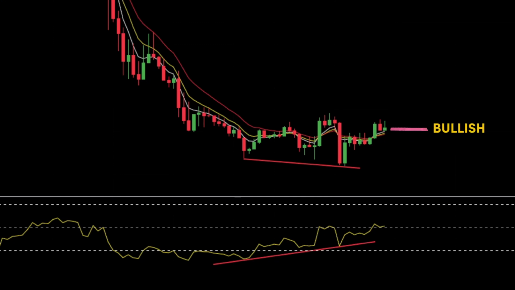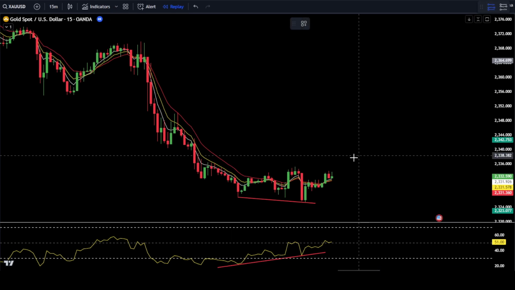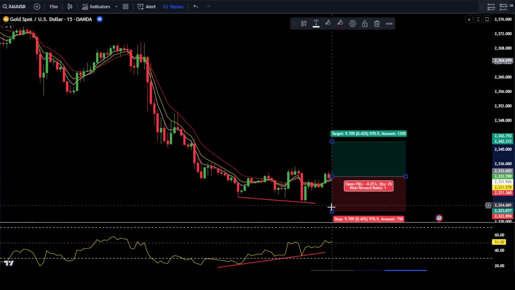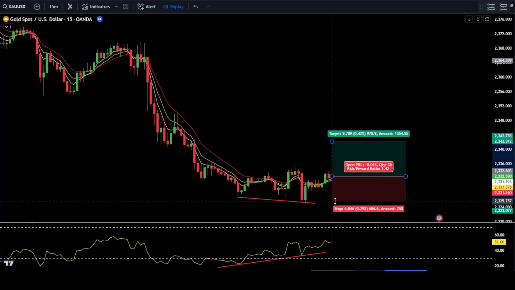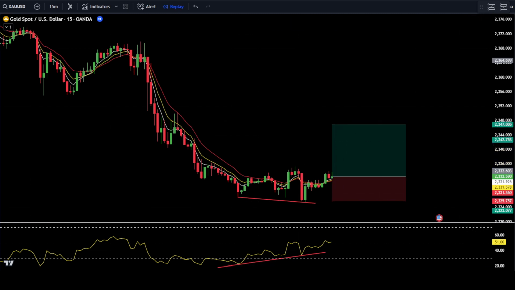For confirmation, ensure that the formed candlestick is bullish. If all is confirmed, you can place a buy order after the bullish candlestick closes. Place the stop loss at the most recent swing low. Use a take profit target with a risk and reward ratio of 1 to 2.